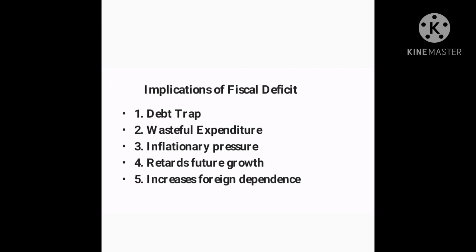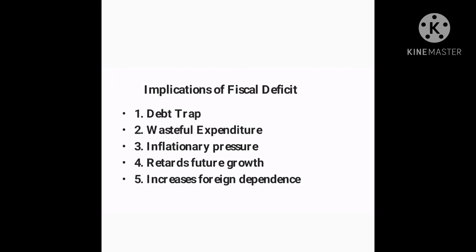Second, wasteful expenditure. High fiscal deficit generally leads to wasteful and unnecessary expenditure by the government. Therefore, fiscal deficit should be kept as low as possible. Third, inflationary pressure. As the government borrows money mainly from the RBI, which meets this demand with more currency notes, it results in circulation of more money. This may cause inflationary pressure in the economy.